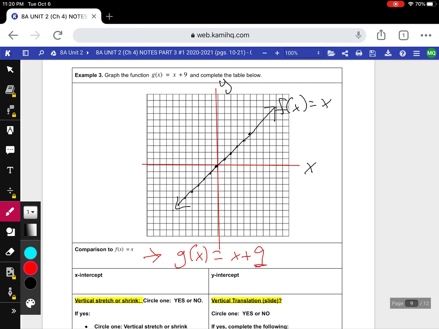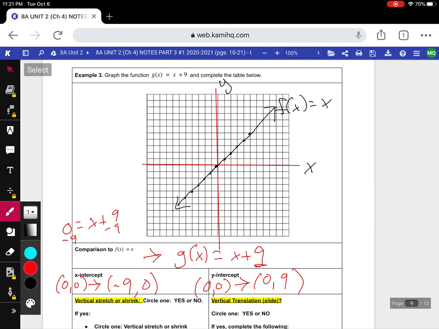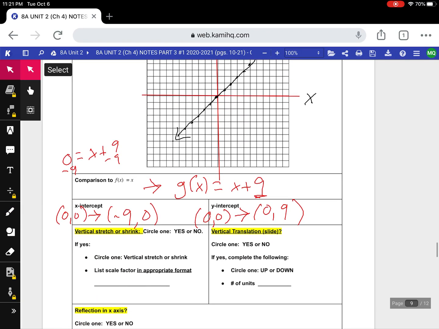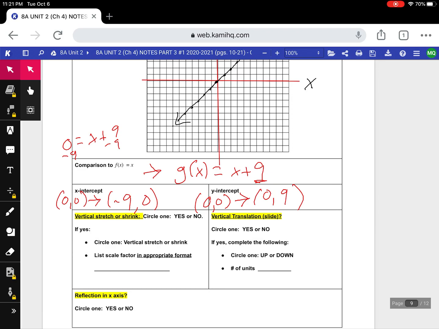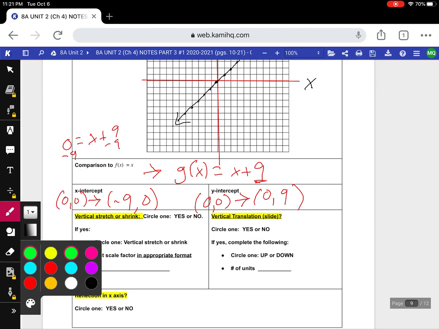Okay, now when we're talking about this new function here, you recognize that the y-intercept is 0, 9. Okay, and my x-intercept, that's if we plug 0 in for y, so we're going to have 0 equals x plus 9? We're going to get x equals negative 9. So we have negative 9, 0. So we go from our parent of 0, 0 to 0, 9, and our parent of 0, 0 to negative 9, 0.